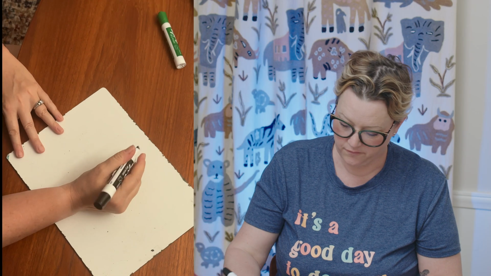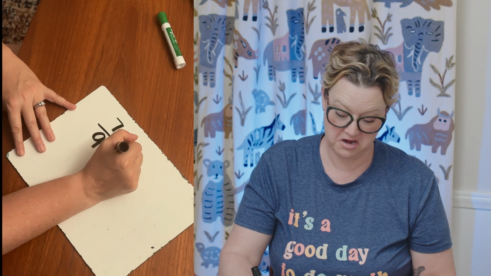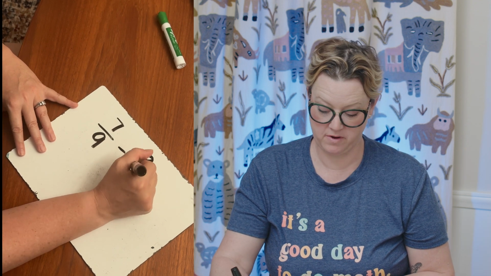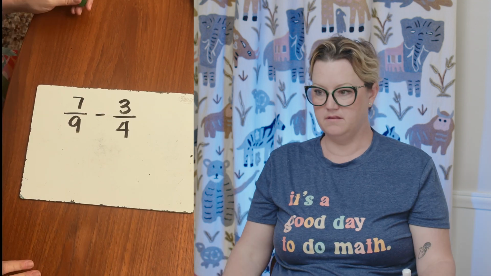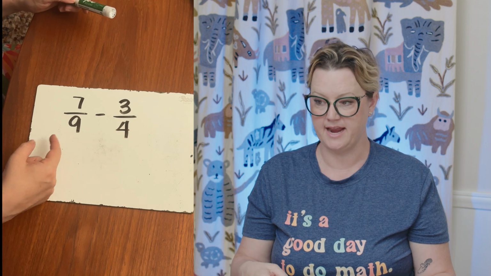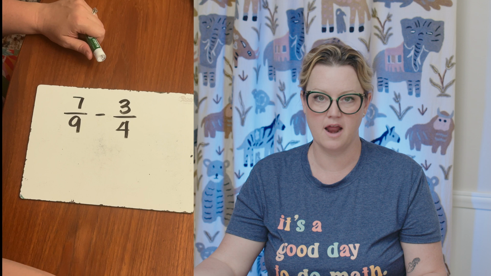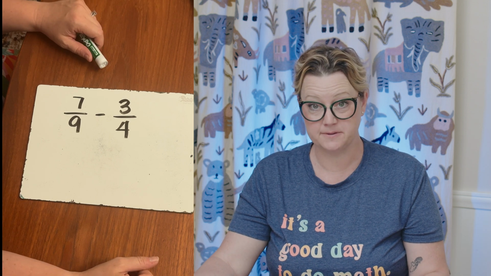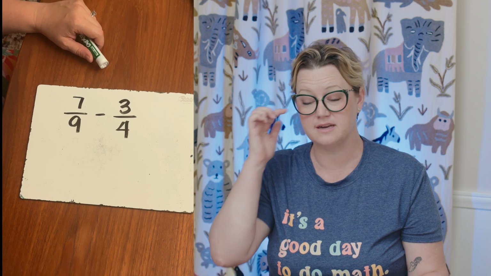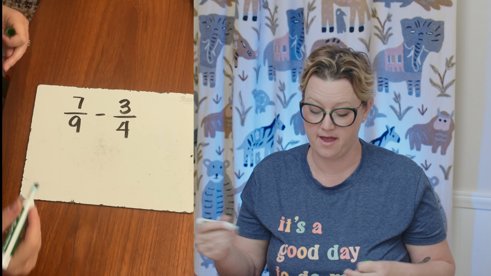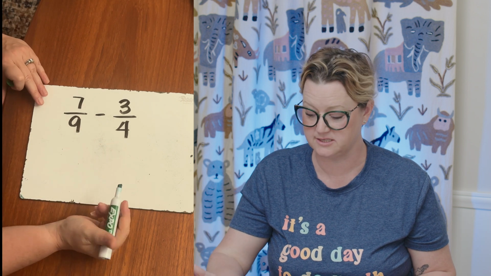If you don't see that, then just do crisscross applesauce. Let me show you crisscross applesauce. If we've got something like 7/9 minus 3/4, I can't change 4 into 9, and I can't change 9 into 4 in an easy, friendly way. 4 is not a factor of 9. So what I do is crisscross applesauce. Crisscross applesauce is just a nice, easy, simple way of adding or subtracting fractions with unlike denominators.